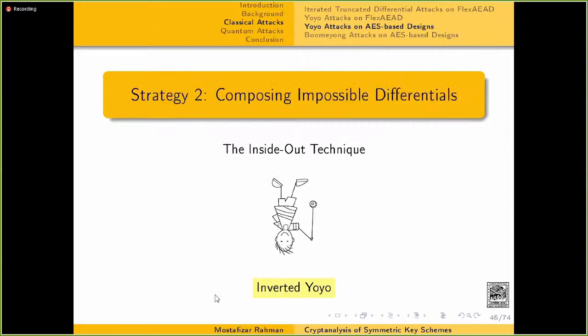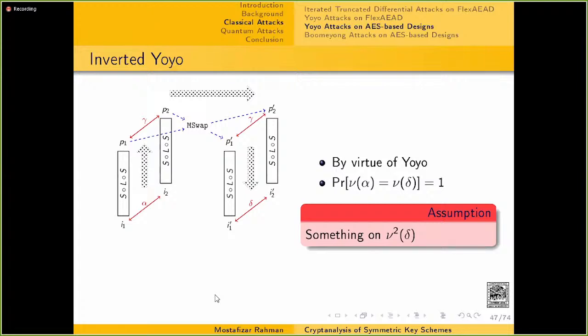Next is the inside-out technique. Here we compose impossible differentials. This is the inverted EO. Why is this the inverted EO? You can see here, this is our main EO. In the main EO, this I1 and I2 in the upper part, we have inverted this one. Now we start from here, we move here, then we do the INSOP operations, and then we come here.